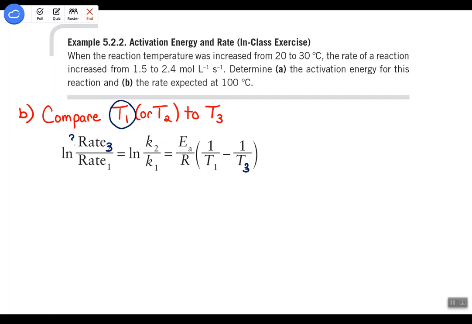I want to solve for the rate at this new temperature. I know what the temperature is, 100 degrees Celsius, but in Kelvin, that will be 373 Kelvin. We now know what the activation energy is because we solved that in the previous problem. We know what R is all the time. We know what the rate 1 is at 20 degrees Celsius. The only thing we don't know is the new rate at 100 degrees Celsius. We've identified our data, we've selected an appropriate equation, and we can solve for rate 3.